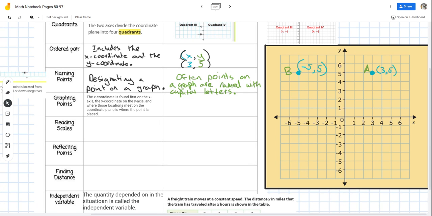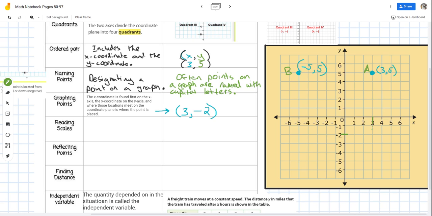If I wanted to graph this ordered pair as a point on my coordinate plane, let's say the ordered pair 3, -2. First, I would find 3 on the x-axis. So let's find 3 on the x-axis. There's 3 on the x-axis, right? Then I'd find -2 on the y-axis. There's -2 on the y-axis.